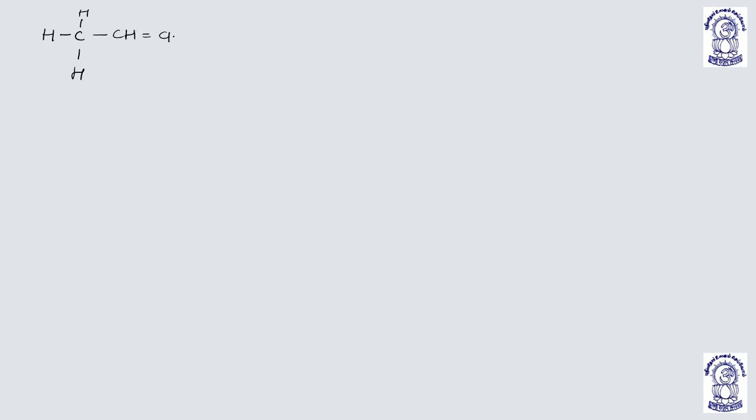Suppose this is the compound. So the double bond will shift here. The carbon will acquire the positive charge. As the carbon acquires the positive charge, this sigma bond's electrons will be shifted to here. So the resonating or the next form is this.